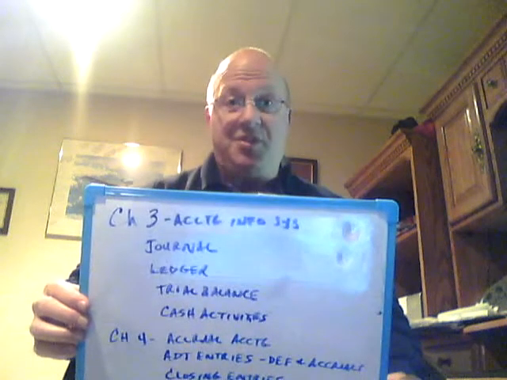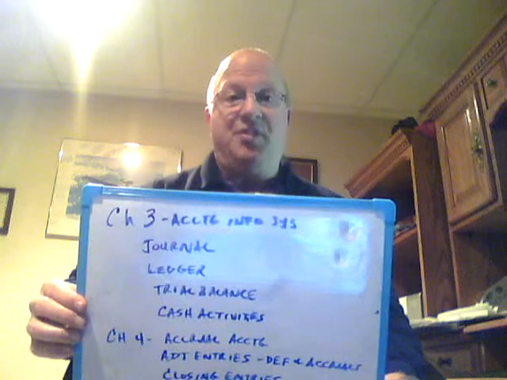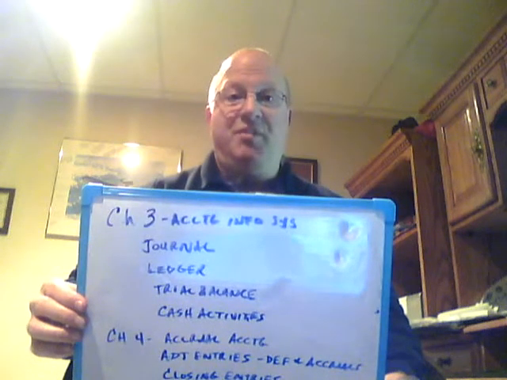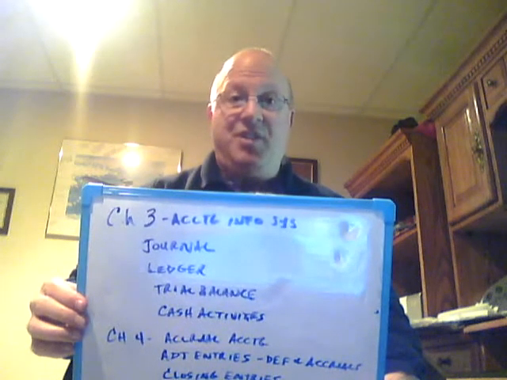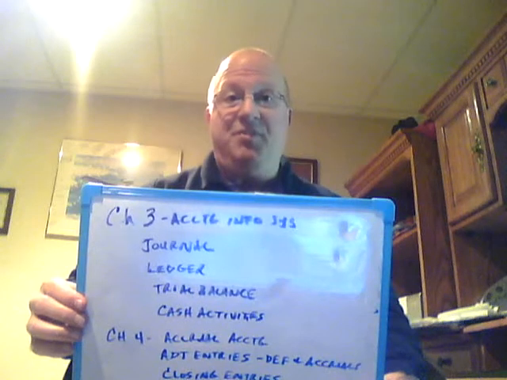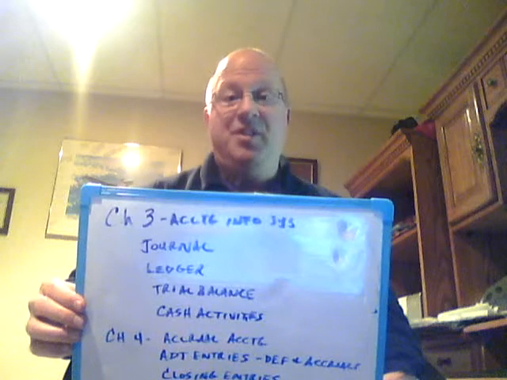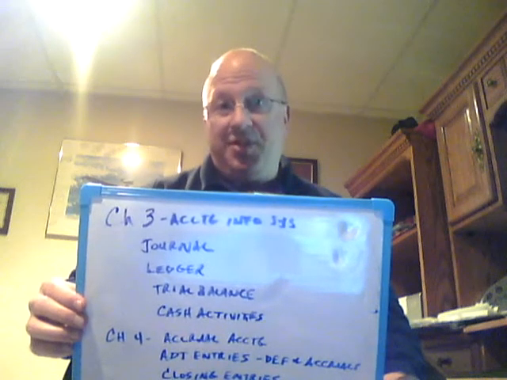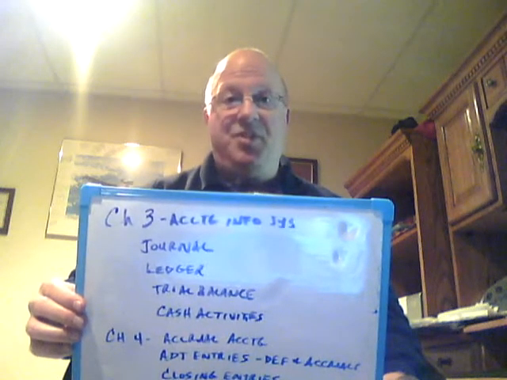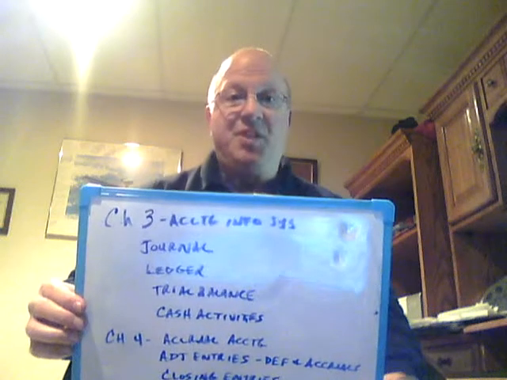Then we discussed in chapter three cash activities in terms of investing, financing, and operating. So you should understand examples of each that basically come out of the statement of cash flows.